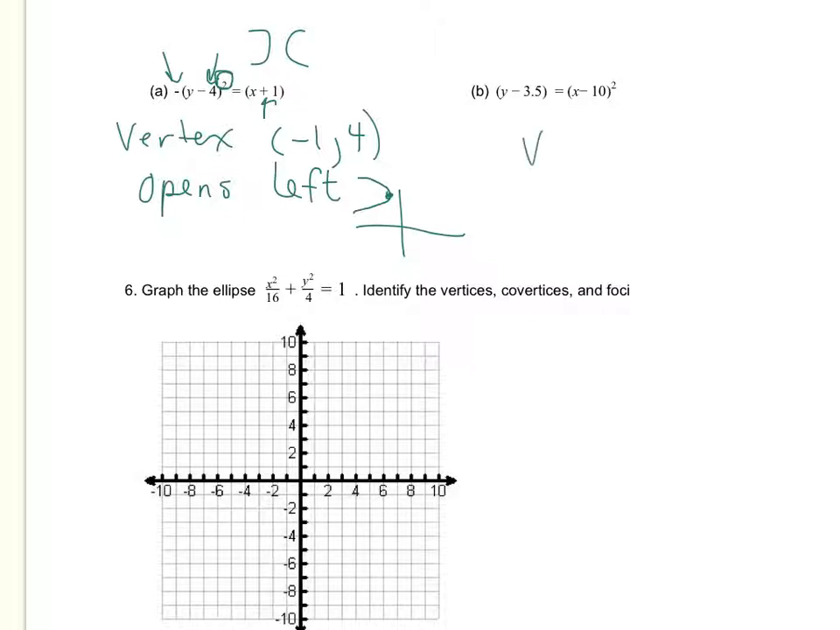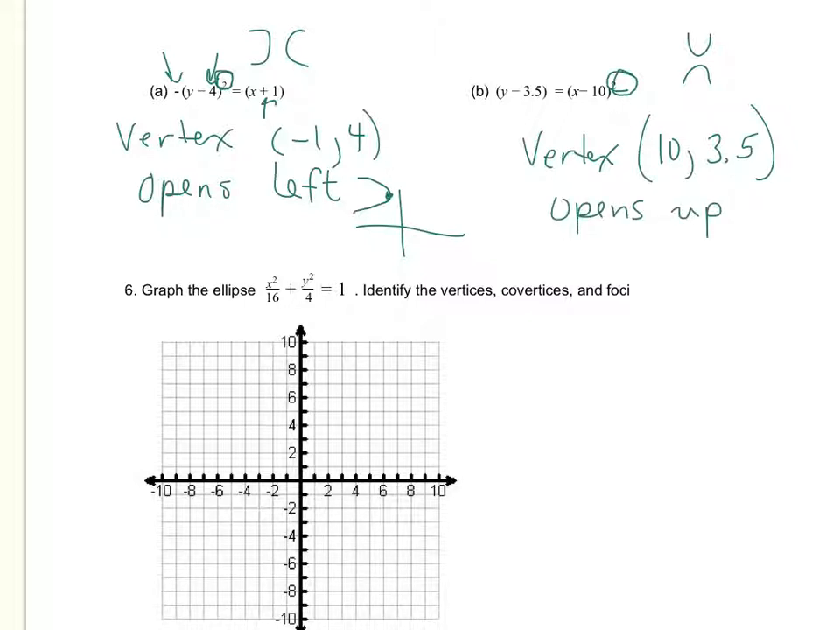This one over here, same idea for the vertex. The vertex would be 10 and 3.5, just taking the opposite of each of those. And the square is on the x, so it's either going to be up or down. Well, there's no negative in this case, so this one's going to open up. And again, graphing this on Desmos would be a really easy way to solve this problem.